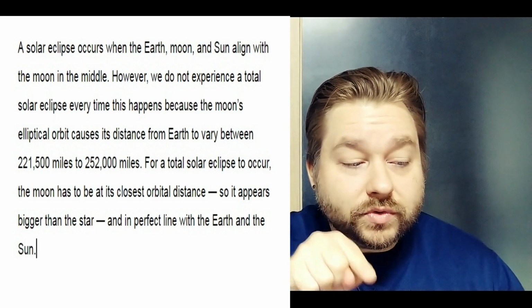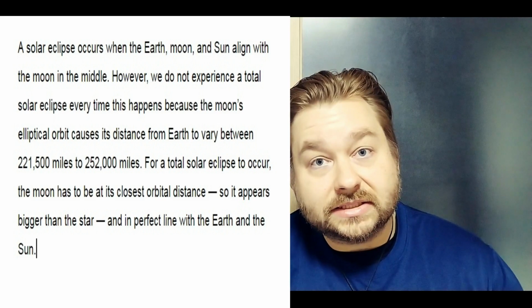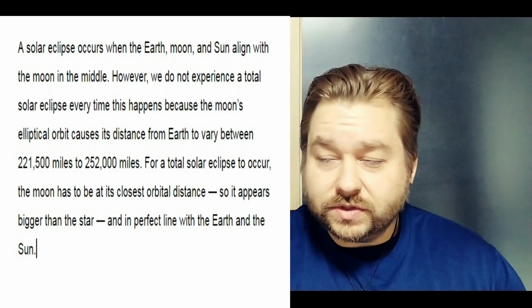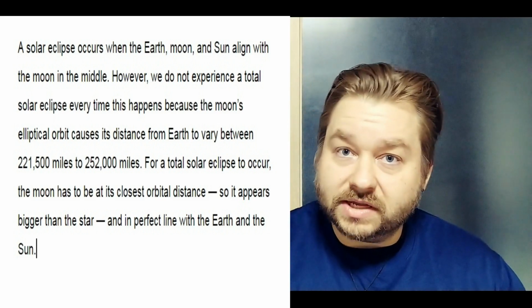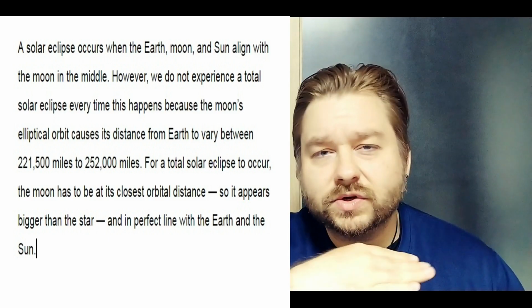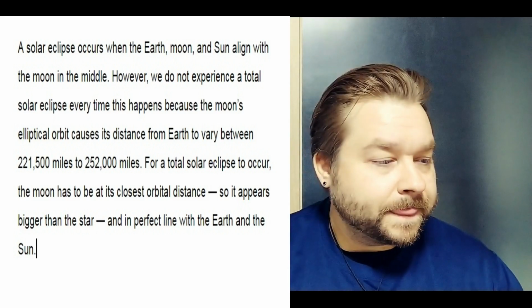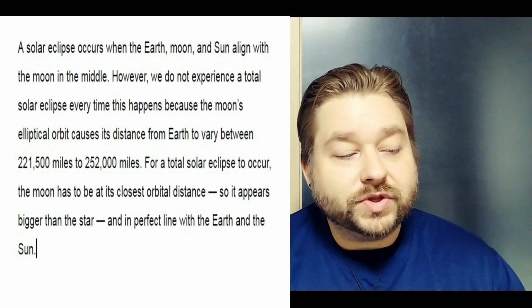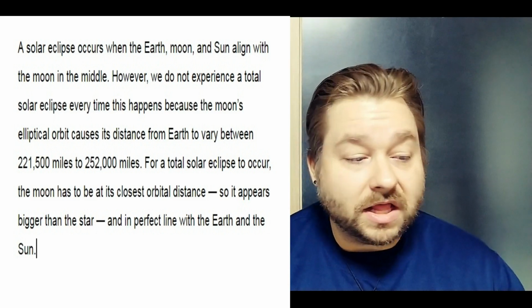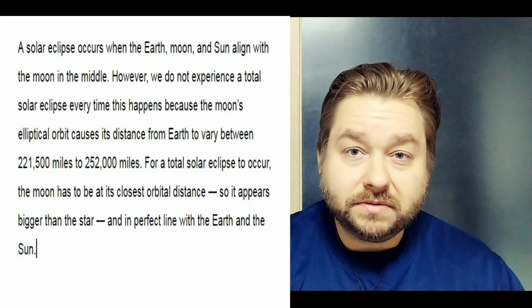Because Earth, Moon, and Sun is not breaks. It's a list. Okay? When there's more than 2, it becomes a list, right? Earth, Moon, and Sun. Those are not pauses. Those are just kind of counting things. A solar eclipse occurs when the Earth, Moon, and Sun align with the Moon in the middle. That's it. There wasn't really a pause.